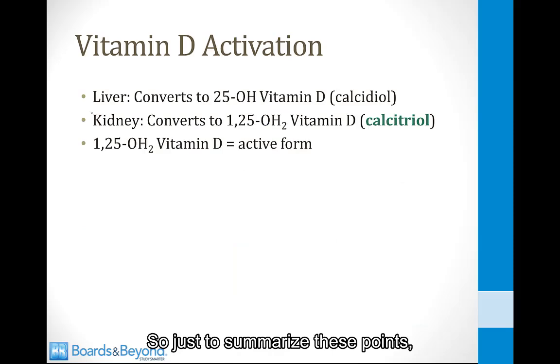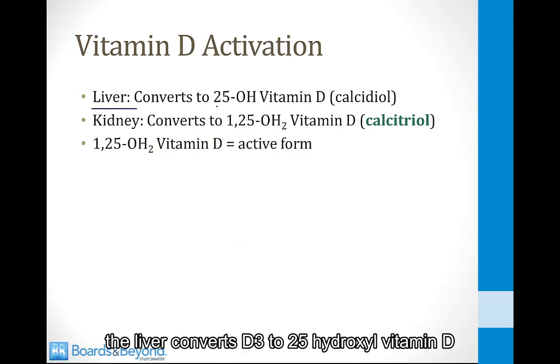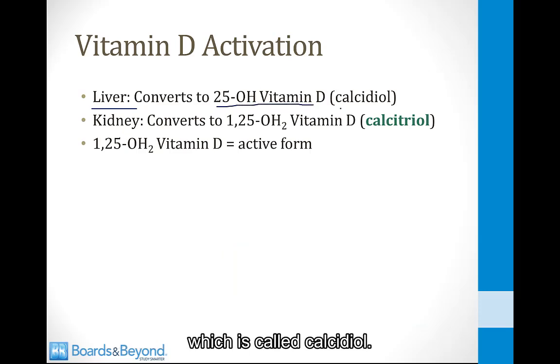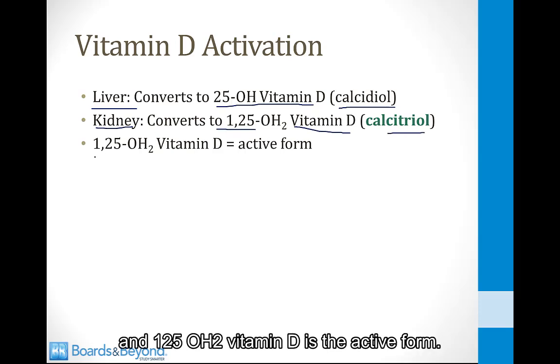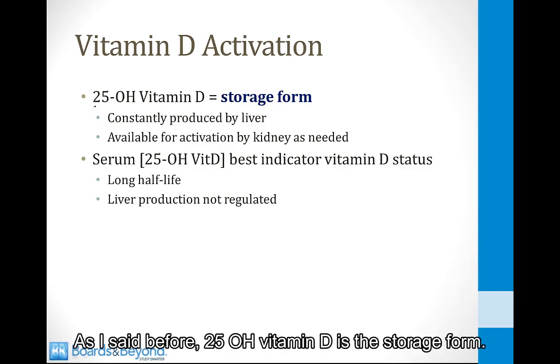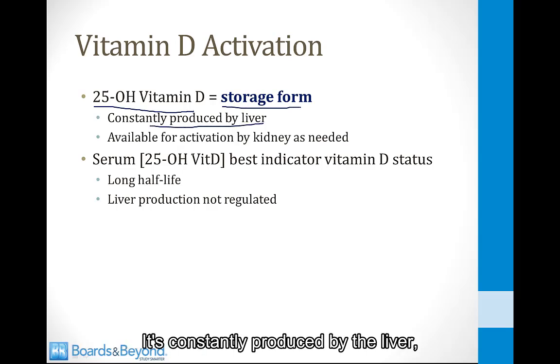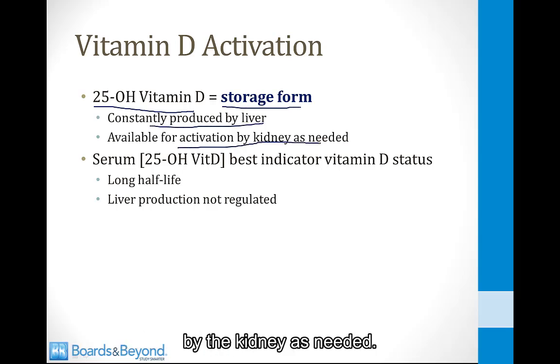So just to summarize these points, the liver converts D3 to 25 hydroxyl vitamin D, which is called calcidiol. The kidney converts vitamin D3 to 1,25 OH2 vitamin D, which is called calcitriol. And 1,25 OH2 vitamin D is the active form. As I said before, 25 OH vitamin D is the storage form. It's constantly produced by the liver, and it's available for activation by the kidney as needed.